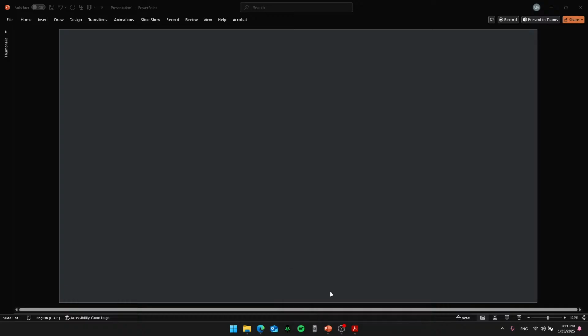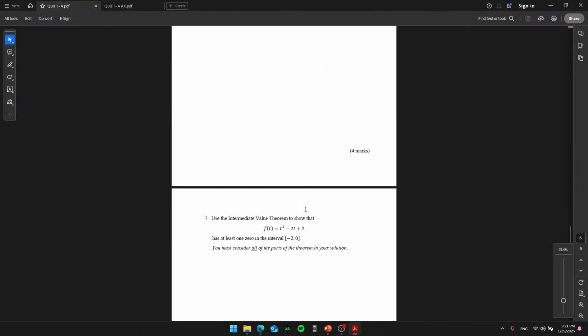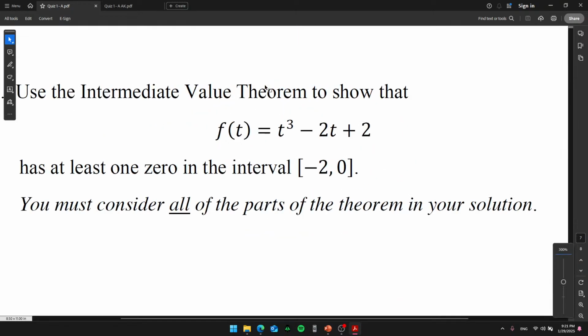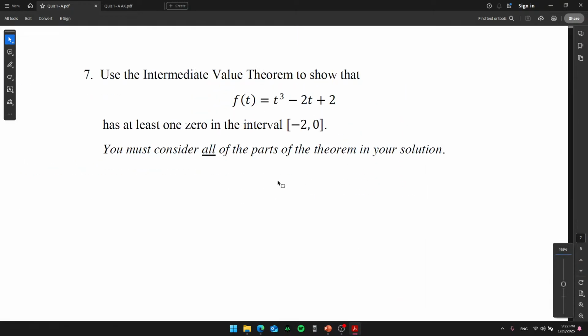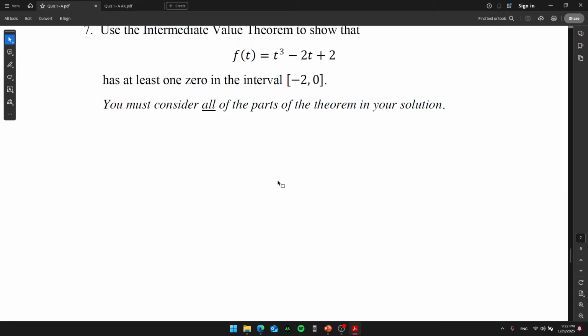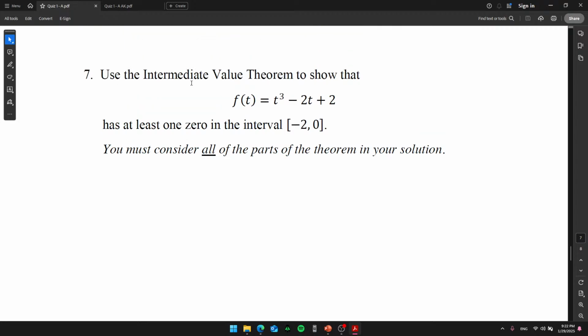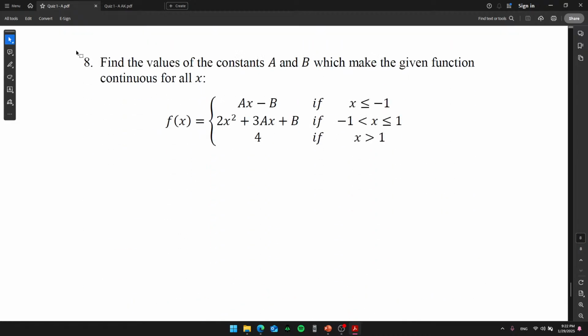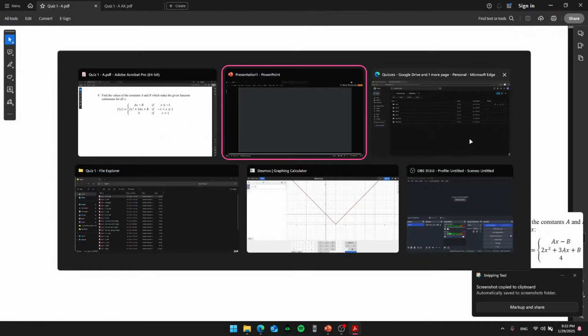Next question. I think it's the last question. No, not the last. Use the intermediate value theorem to show that... this one we'll skip because we haven't taken it yet. So I'm going to skip question 7 because it's talking about the intermediate value theorem, which is a theorem that we haven't taken yet. Okay, let's go to question 8 and solve it.